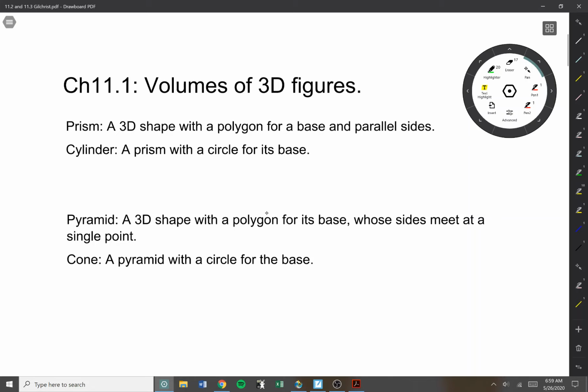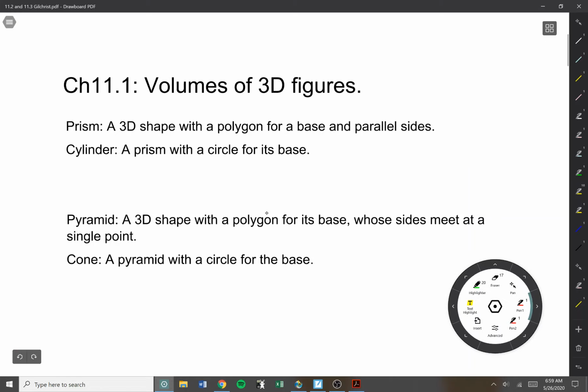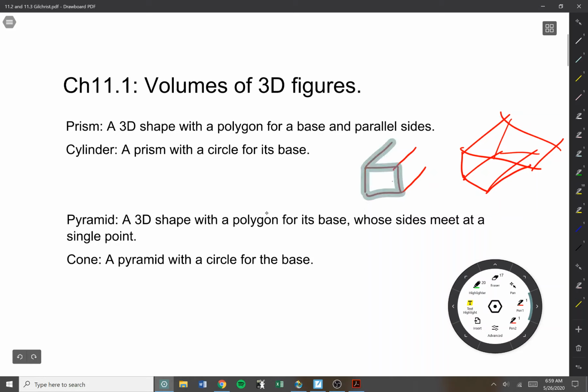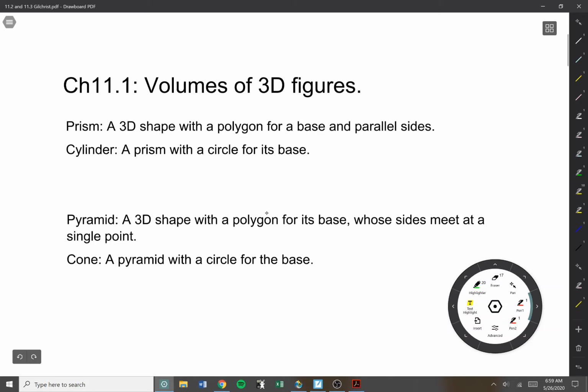A prism is a 3D shape with a polygon for a base and parallel sides. So the polygon could be anything. We typically think of it as being a square with things jutting out from it. But it could actually be even some non-right, non-regular shape with sides jutting out of it to form the other parts of it. Think of it as a base on top and a base on bottom with stuff connecting in between.